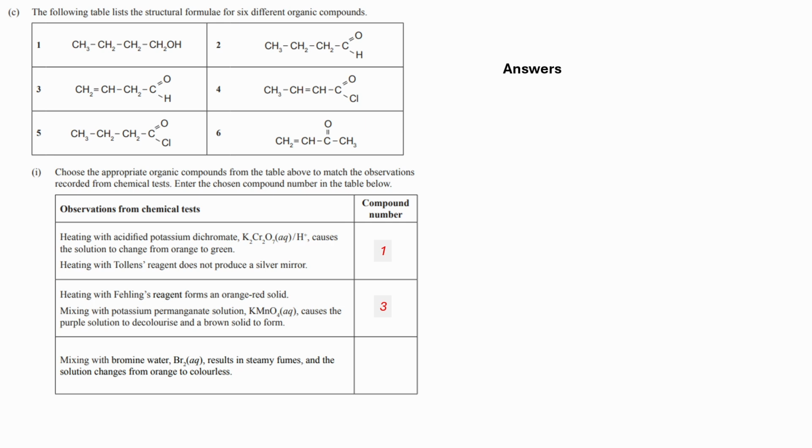The next one, mixing bromine water goes from orange to colorless. Okay, amazing. It's going to have a double bond. But also steamy fumes. Steamy fumes come when we add water to acyl chlorides. We're adding water because bromine water is just water with some bromine in it. Okay, so we must have an acyl chloride, which is either 4 or 5, but we also have a double bond, so it can only be 4. So those are our 3 answers. If you got them all correct and you did all of that work, well done. They give you an achieved for that. That's a bit stingy.